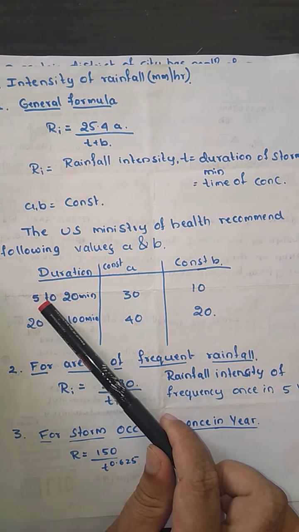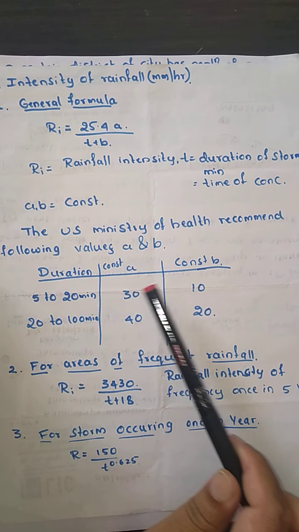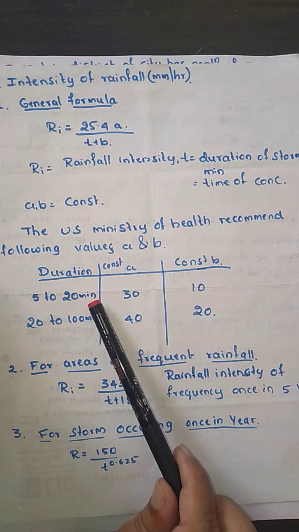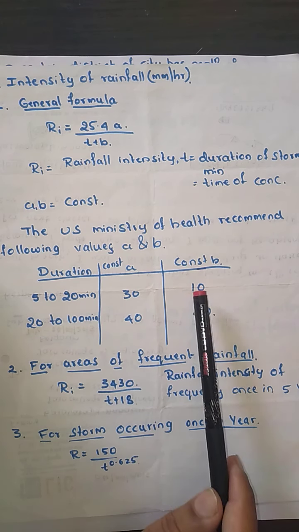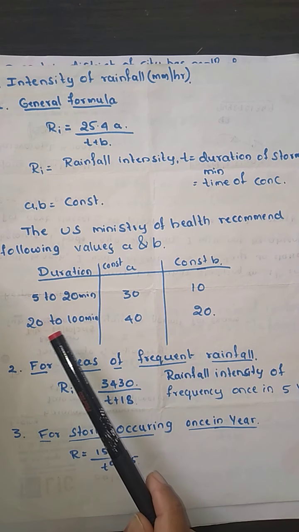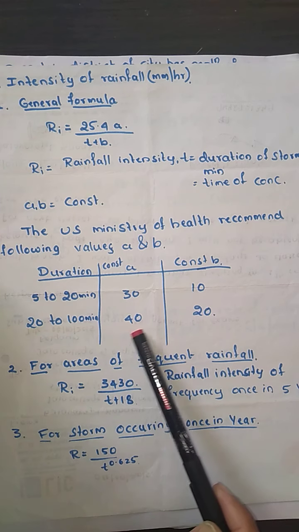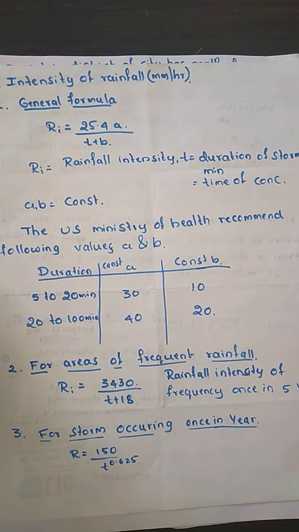If the rainfall is going to occur for 5 to 20 minutes, the constant A will be 30 and the constant B will be 10. Then, if the rainfall is going to occur between 20 to 100 minutes, the constant A will be 40 and constant B will be 20. So this is what your general formula is.